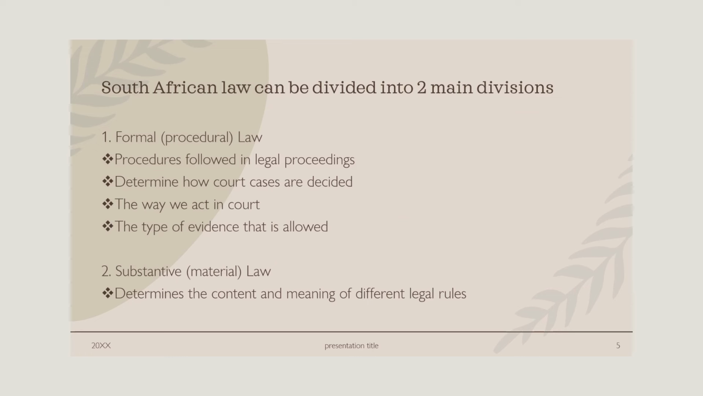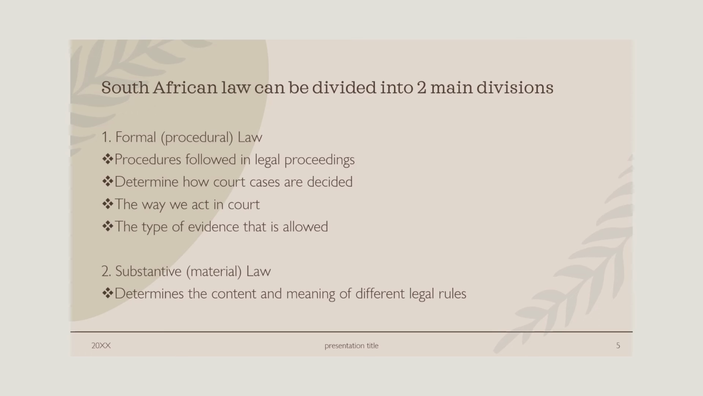South African law can be divided into two main divisions, formal law and substantive law. Formal law, also called procedural law, the words speak for themselves. Formal, so in a formal setting, court would be a formal setting, or procedural law, the procedures followed in legal proceedings. Formal law determines how court cases are decided and the way we act in court and the type of evidence that is allowed in court.